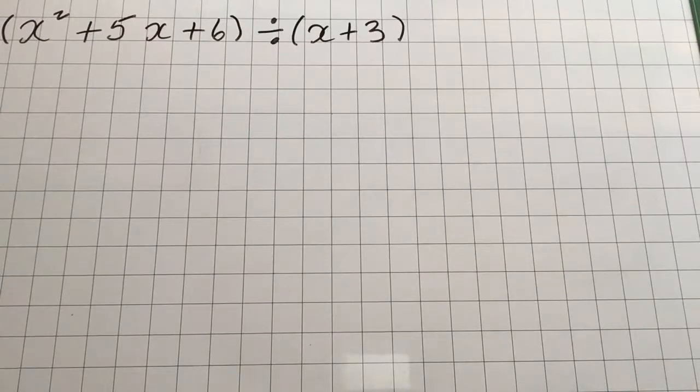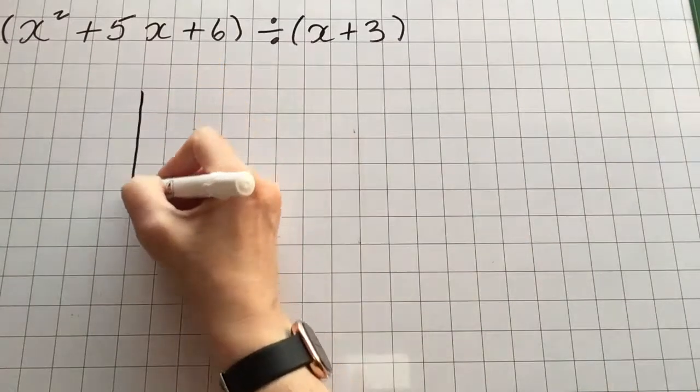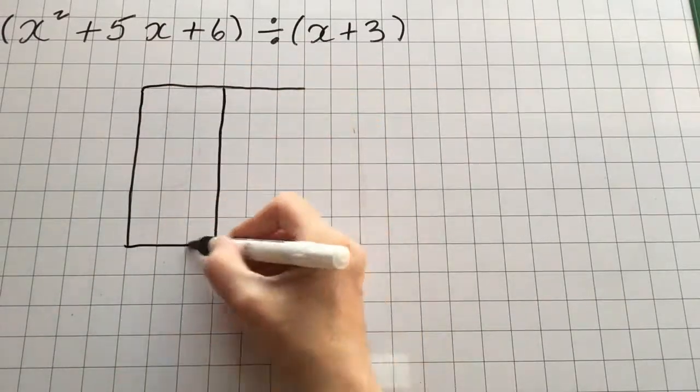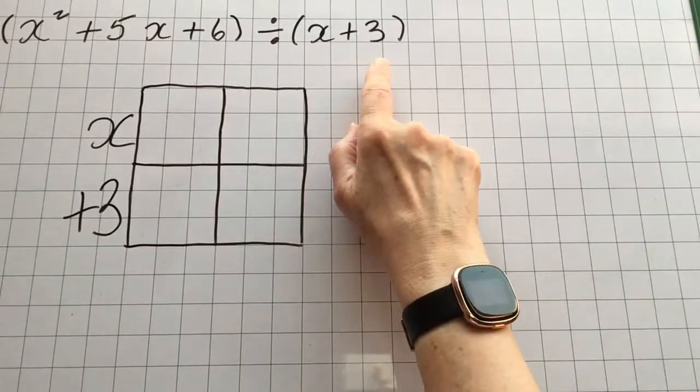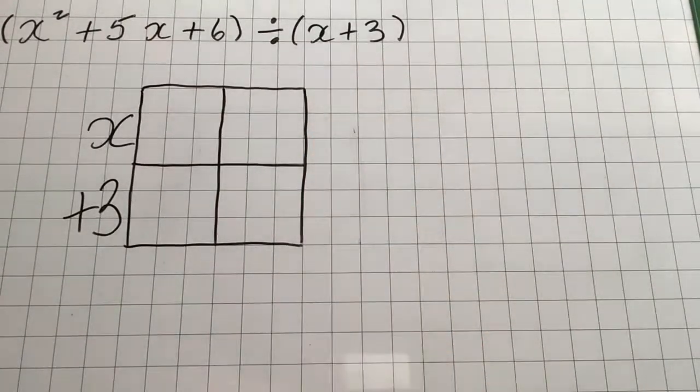Here we've got a division sum in algebra. Division is the opposite operation to multiplication, so let's use that fact in order to solve this problem. The first thing that we're going to do is set up a grid. The grid is a 2 by 2 grid because the expression I'm dividing by has two terms, x plus 3.